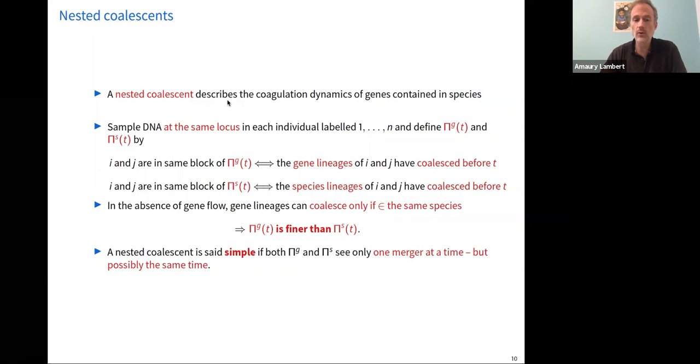And we will say that a nested coalescent is simple if both pi^g and pi^s see only one merger at a time, exactly as in the lambda coalescent. But now the difference is that you might have at the same time a merger in pi^g and a merger in pi^s. So you never have multiple mergers. You always have one merger at a time, but at the same time you may have a merger in pi^g and a merger in pi^s.